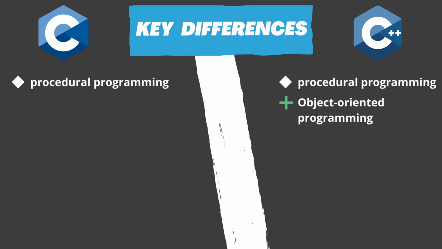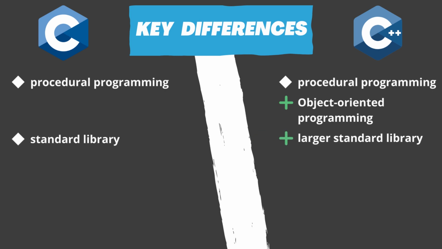Next, C++ has a larger standard library compared to C. The C++ standard library includes additional functionality for strings, containers, such as vectors and maps, algorithms, input-output operations, and more. This expanded standard library provides developers with more tools and abstractions to work with, making certain tasks easier and more efficient.